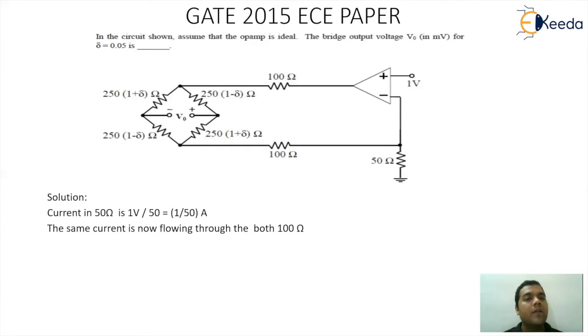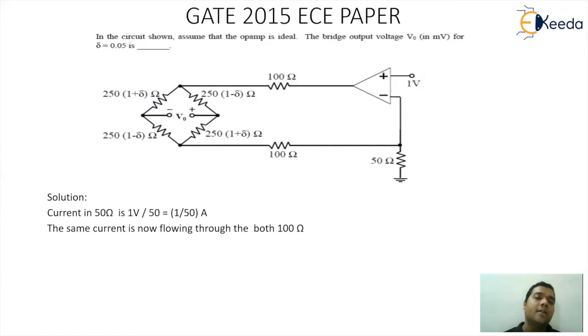The reason being the total resistance of each path is the same, because when I take 250 (1 plus delta) and 250 (1 minus delta) on the left hand side, and on the right hand side 250 (1 minus delta) and 250 (1 plus delta).